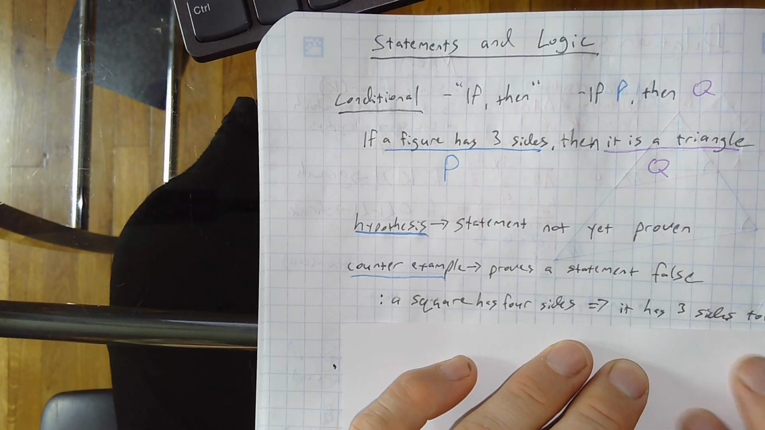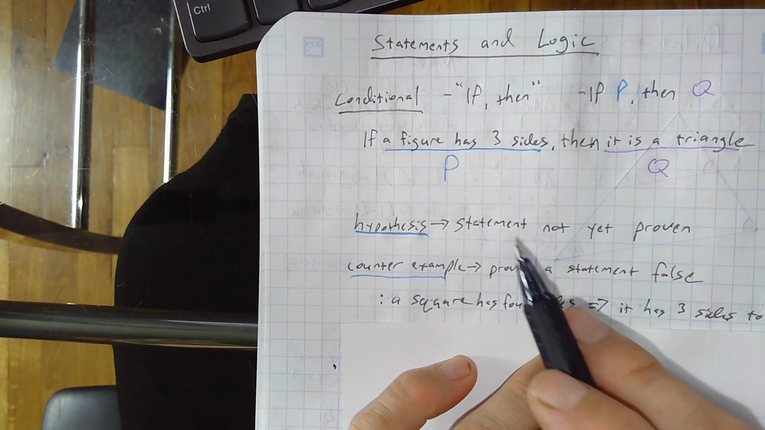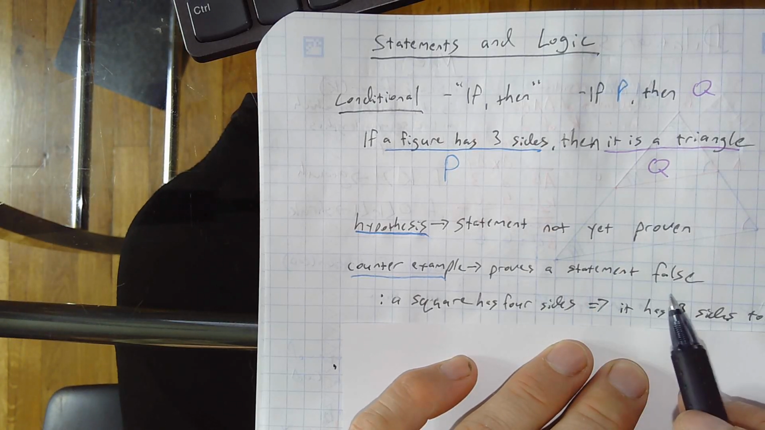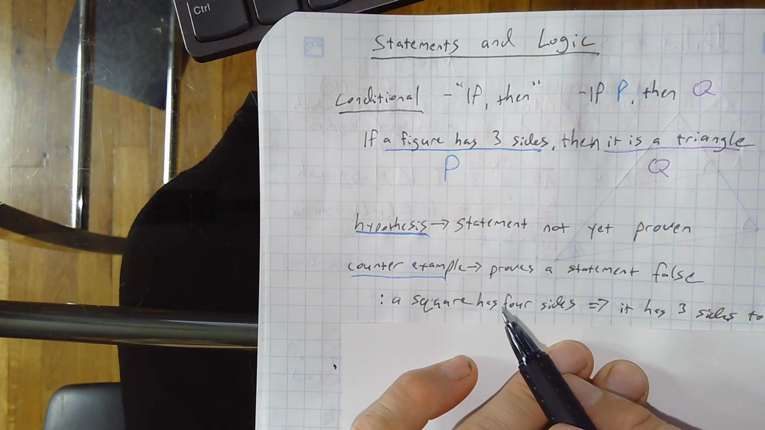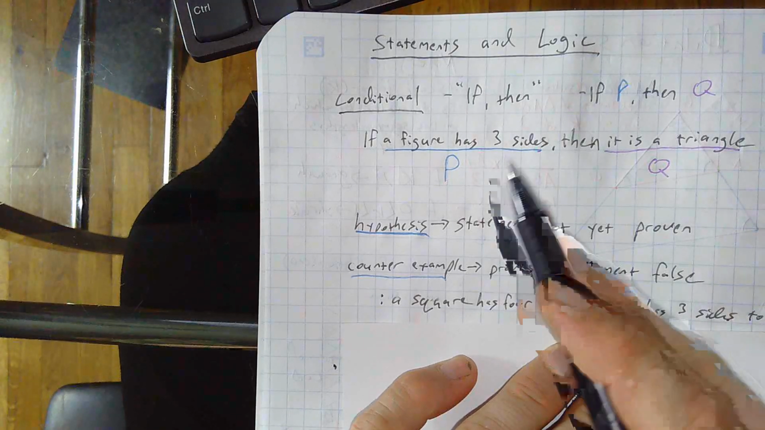It just says it has three sides. A square has three sides. In fact, it has four sides, right? So my counterexample disproved this hypothesis.